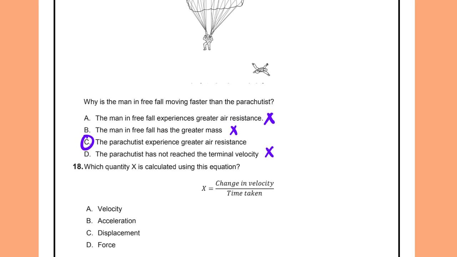Question number 18, which quantity x is calculated using this equation? So change in velocity over time, this is obviously acceleration. If this was change in displacement over time, this would be velocity. If this was change in momentum over time, this would be force.